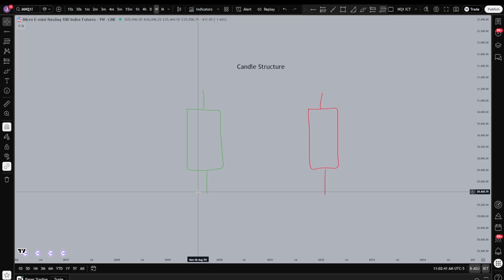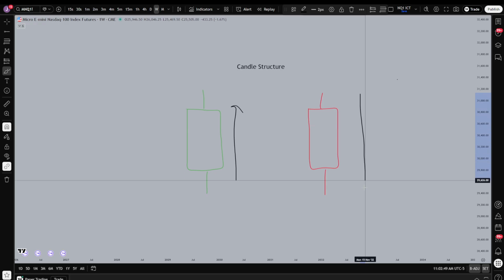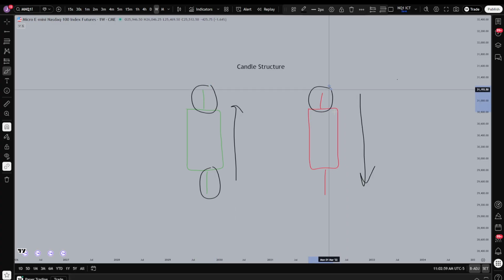Green would be up, so we would be going in this direction, up. Let me change this to black. And with a red one, we would be expecting the candlestick to go down. From here, we can see that there are wicks on either side of the candlestick. These are basically the highest and lowest points that the candlestick went in the time that it traded.